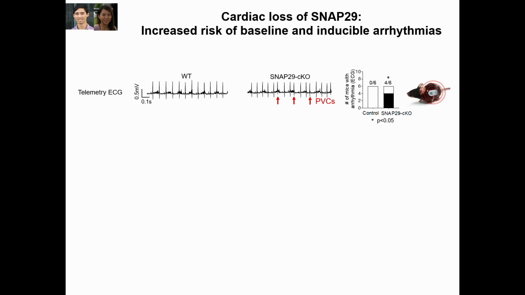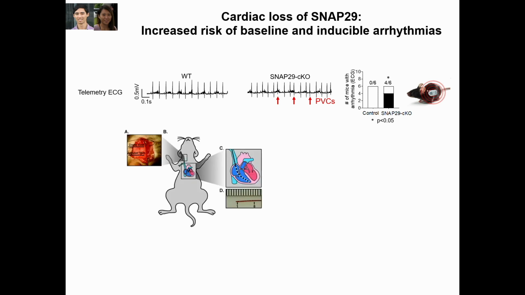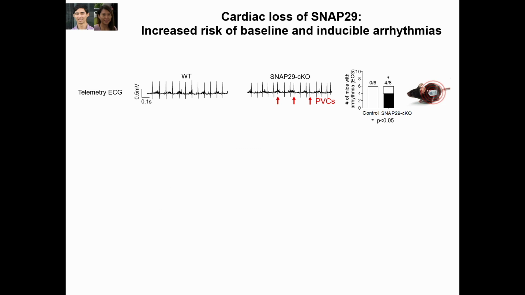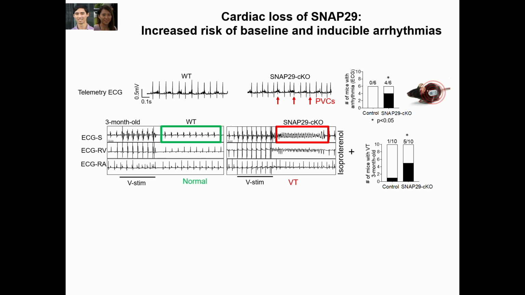So we actually did some studies to look at arrhythmias in these mice, and this is where we saw phenotypes coming out. Through telemetry ECG, lots of PVCs, a lot of electrophysiological deficits, and we put these mice under an invasive electrophysiological analysis and used isoproterenol as well as V stimulation as a means to see if we see induced arrhythmias. In the presence of isoproterenol, at least in young mice, you can see that the SNAP29 knockout mice, a lot of them, up to 50%, undergo VTAC.